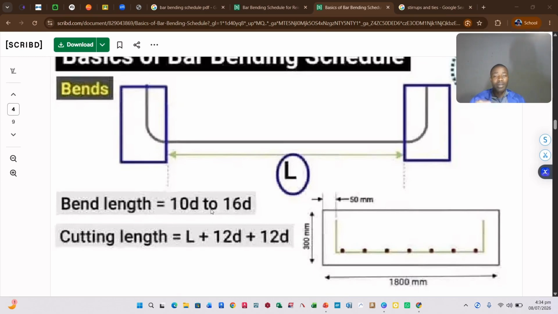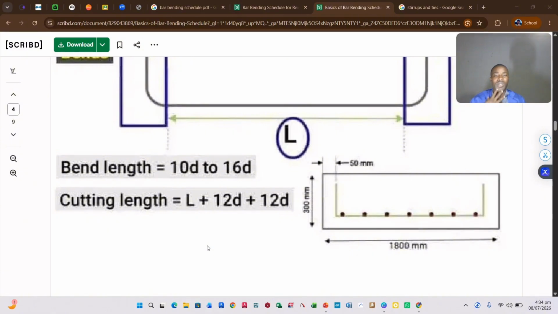D refers to the diameter of the bar. The cutting length, therefore, is given by L, which is this middle length there, plus 12D plus 12D. That is now giving you the cutting length. You will tell the metal fabricators, you will indicate they will cut this particular distance for these bars. When bending them, we put them into consideration.